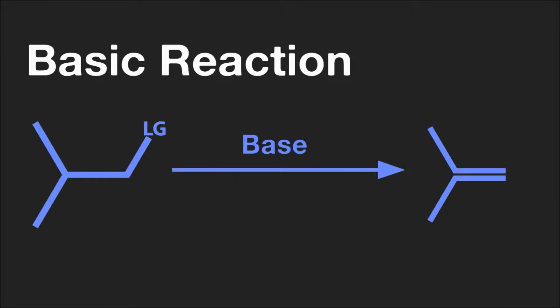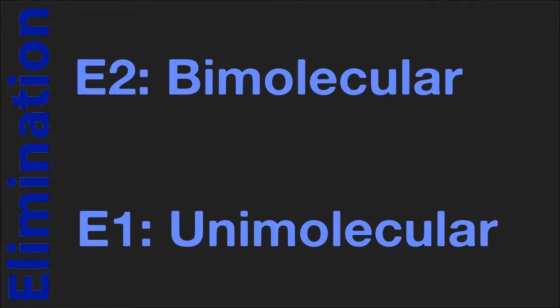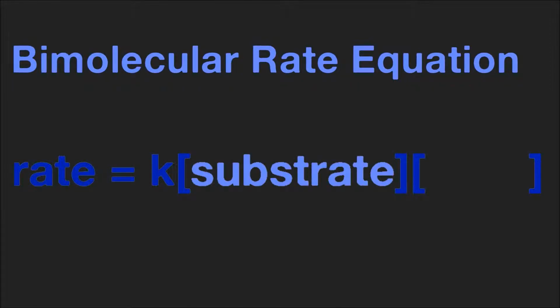The E2 mechanism is the bimolecular counterpart to the E1 mechanism. Like the pair of substitution reactions, the two elimination reactions make similar products through different mechanisms. Following the naming convention, E2 stands for elimination bimolecular. Like its bimolecular brethren, E2's rate equation depends on two molecules, the substrate and the base.